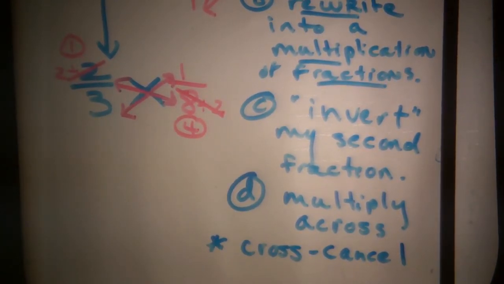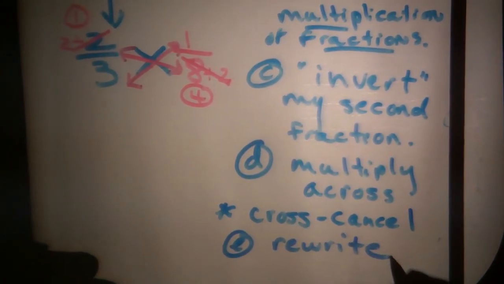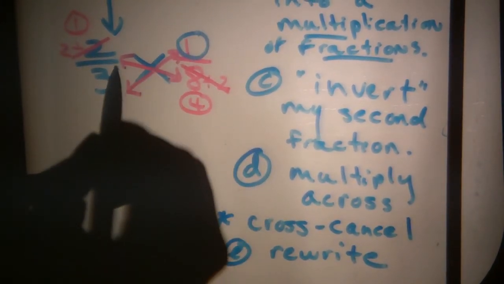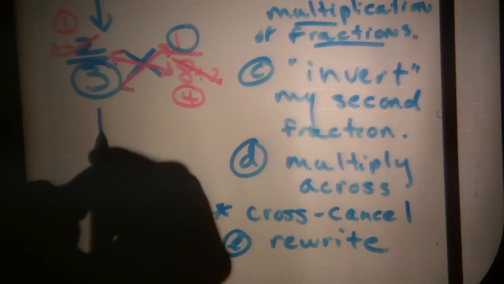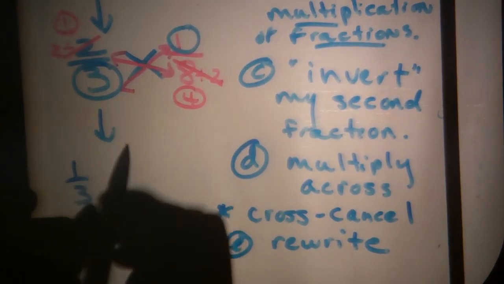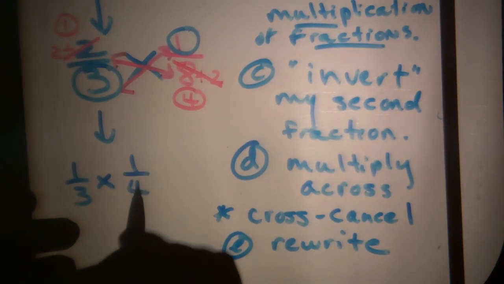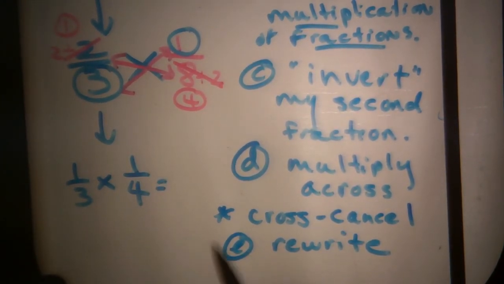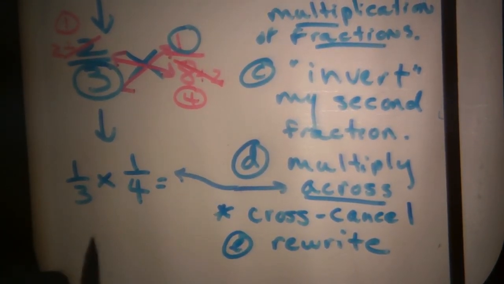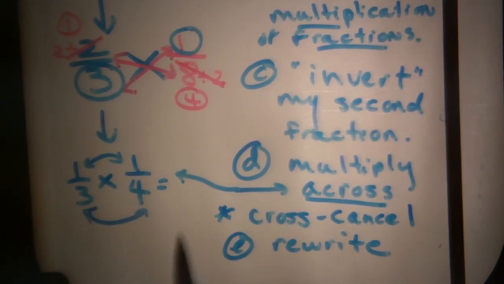At this point, rewrite. We want to rewrite so that we always have a clear picture of what we're working with, because this can get a bit confusing. So I now rewrite it. I have 1/3 multiplication, remember, with 1/4. At this point, I can multiply across now. So 1 times 1 and 3 times 4.